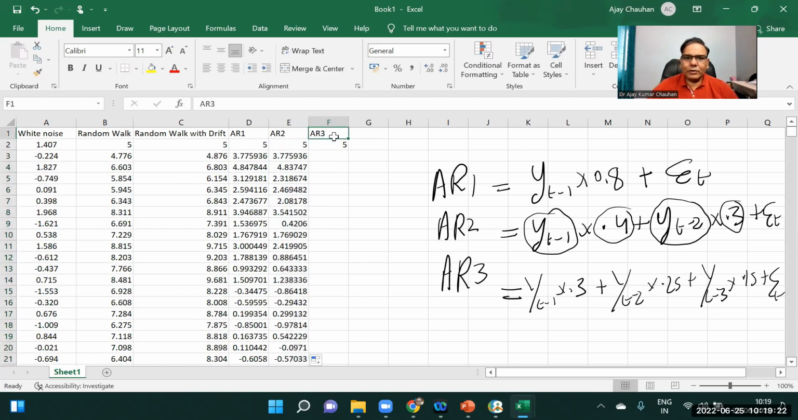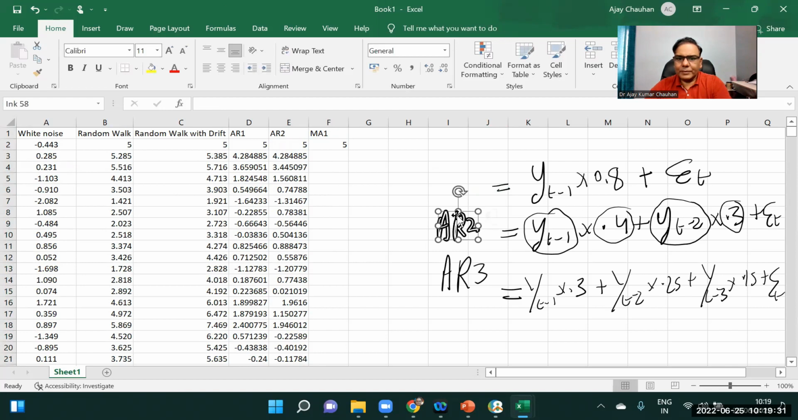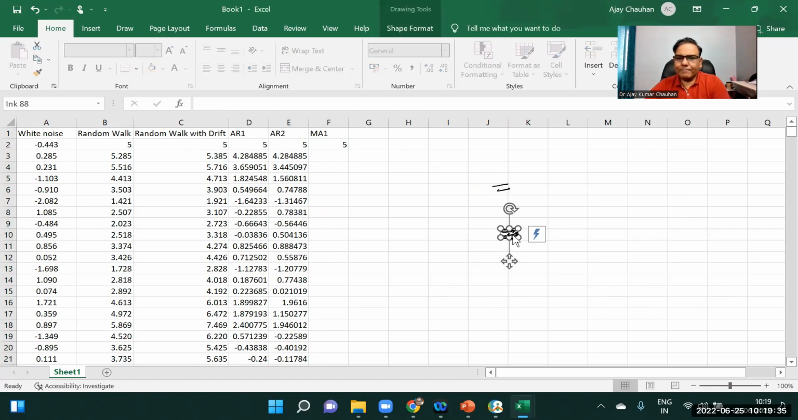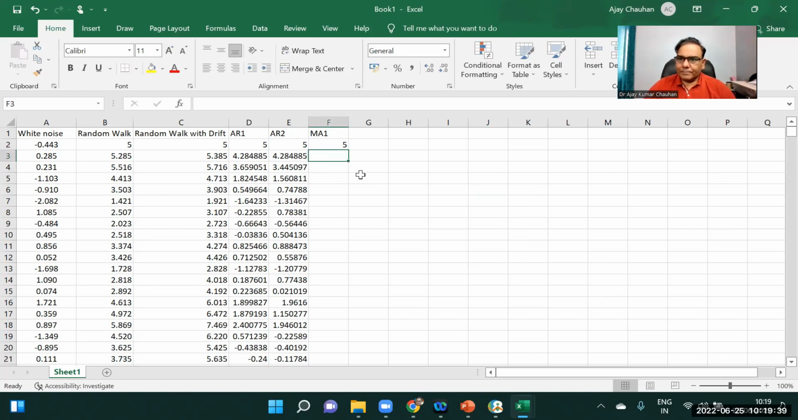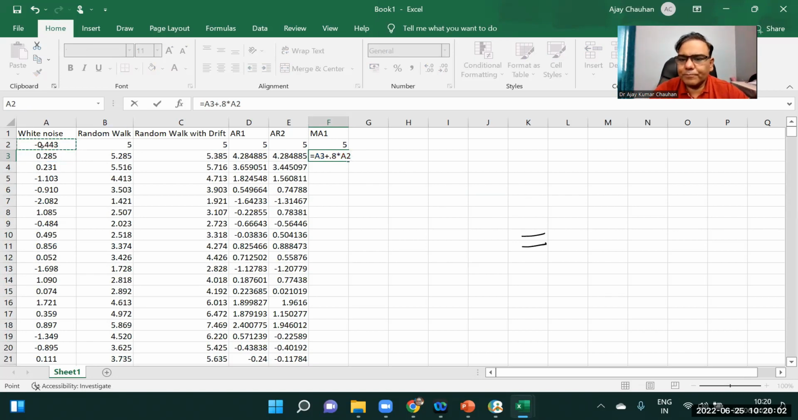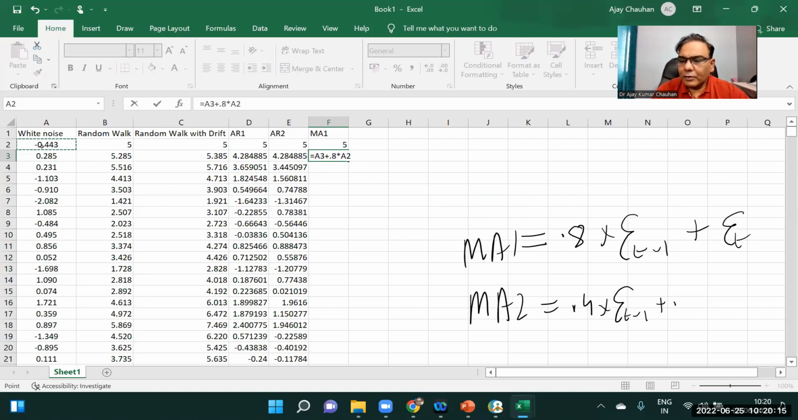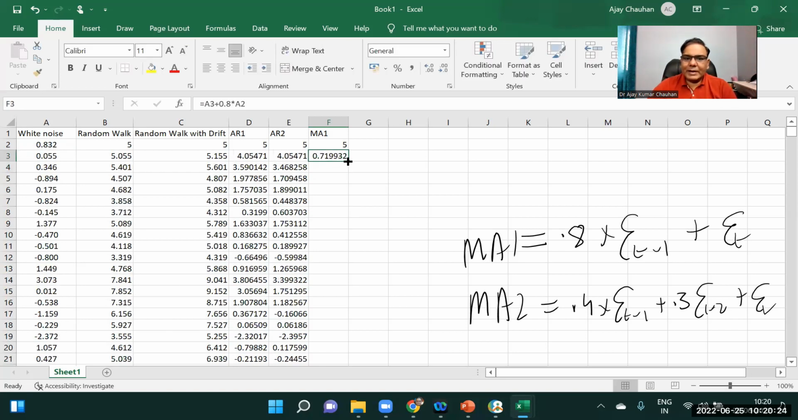Now here I'm not going to AR3, I'm going to MA1, because I expect that you understand this concept. Now, how to generate MA1? MA1 means the series is affected by the error term: today's error term plus 0.8 multiplied by the previous error term. So the equation is 0.8 multiplied by Et minus 1 plus Et. This is MA1. Similarly, I will develop MA2: 0.4 into Et minus 1, 0.3 into Et minus 2 plus Et. So we can generate MA1 and MA2 series. This is MA2 series.